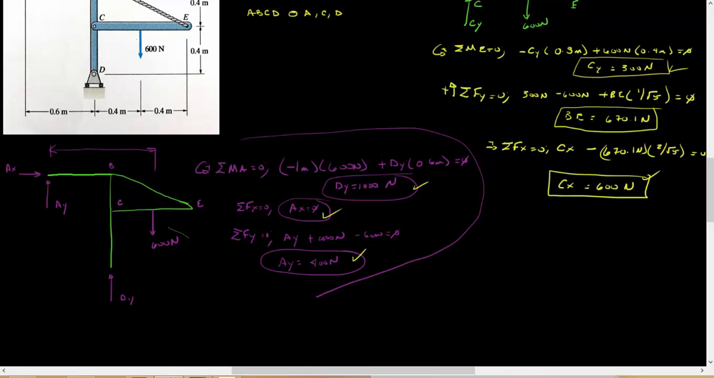Sometimes when you have a frame and it has a roller, you might want to look at the whole frame, even if it doesn't have a roller. See how many unknowns you can find on that whole frame, and then break them up into each component to solve for, and just keep breaking it down and reviewing your frames in order to solve for each member.